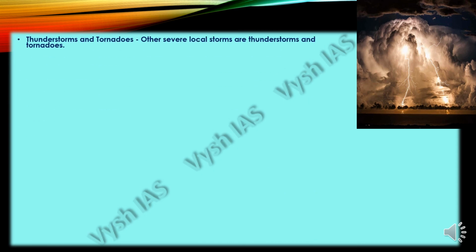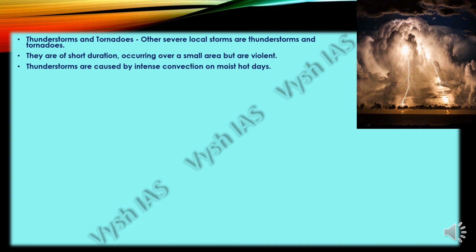So then we have the thunderstorms and the tornadoes. The other severe local storms are thunderstorms and tornadoes. They are of short duration and occur over a small area, but they are very violent in nature and cause a lot of destruction.